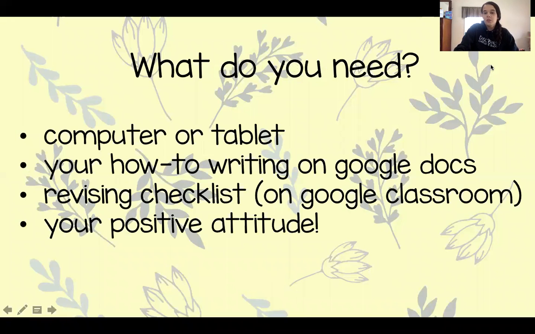So here's what you need today. You need your computer or your tablet, whatever you usually work on. You need your how-to writing, which is on Google Docs. By now, I'm sure you know how to access it. You just open the document that I posted on Google Classroom and then click the link next to your name. And you're going to need a revising checklist, which I will also post on Google Classroom for you. And you need your positive, ready to learn attitude so we can do our best work, okay? Ready, Freddies? Here we go.